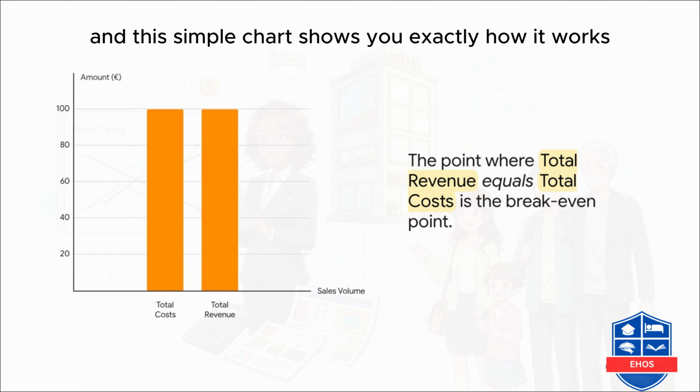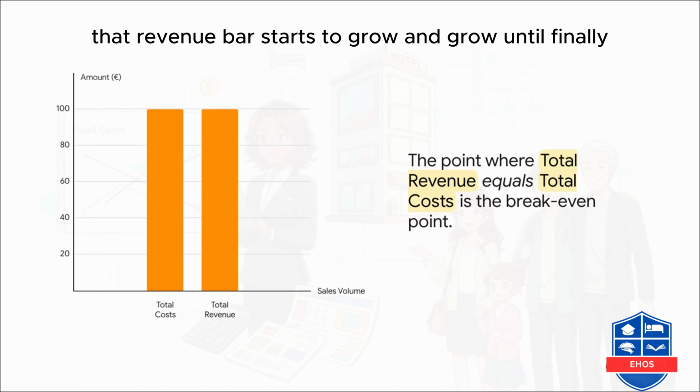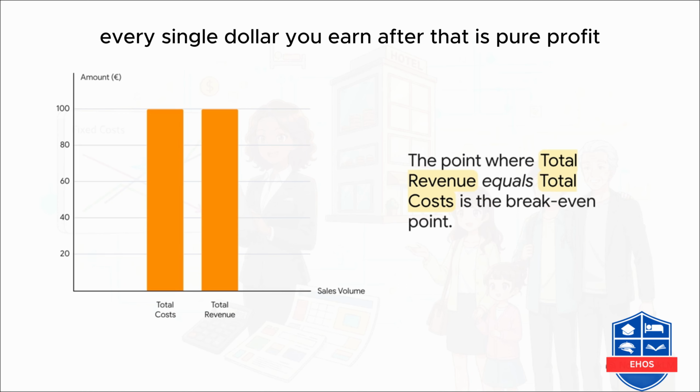And this simple chart shows you exactly how it works visually. That first bar, that's your total costs for the month. The second bar is your total revenue. Now, at the start of the month, your costs are already there, but your revenue is at zero. As you sell rooms day by day, that revenue bar starts to grow and grow until, finally, it matches your costs. That precise point where they intersect, that is your break-even point. Every single dollar you earn after that is pure profit.